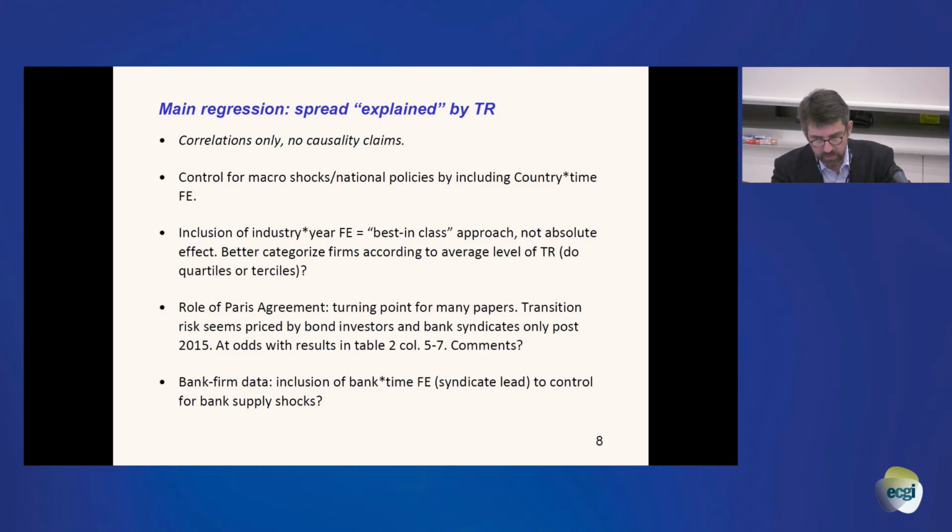And another point is the role of the Paris Agreement. So I was a bit struck by your results that the effect of the TR variable is constant through time. So if you look at early years, later years. And it seems to me that it comes a bit in contrast with results in the literature that find that the Paris Agreement was a turning point. For instance, this paper by Laura Starks and co-authors, where they find that bond spreads of highly carbon-intensive firms are higher after the Paris Agreement than before in the US. So how can we reconcile these facts? What happens?